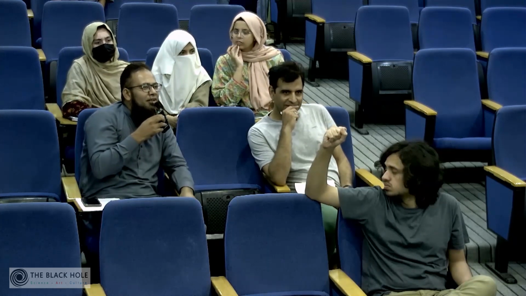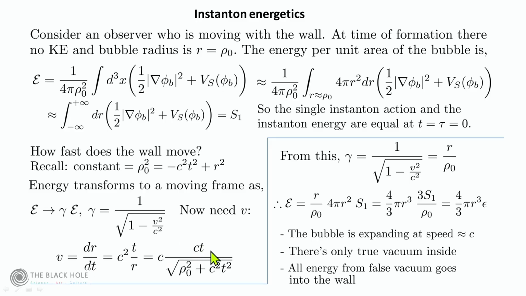You have written that consider an observer who is moving with the wall, and your wall is moving with the speed of light. Yeah, but it's not moving at the speed of light, approximately. You see that dr by dt is equal to c into this thing, so it's approaching the speed of light. Oh. Yeah.